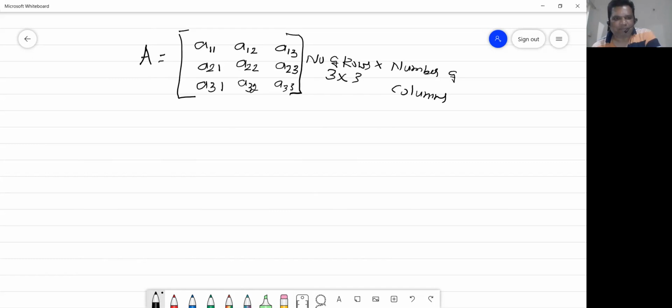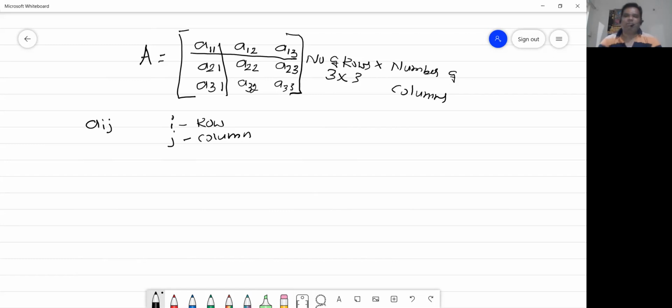For example, A i j is a common notation. A is the element, i is the row, j is the column. That also is to be noted down. What is i? i is the row. Row means this horizontal line. What is j? j is the column. So a matrix is a rectangular arrangement of numbers enclosed within brackets. This is the first definition we have to know. Next we will go for the next idea.